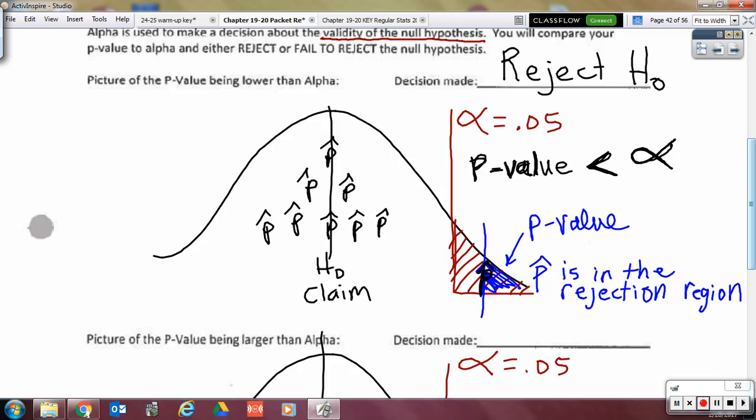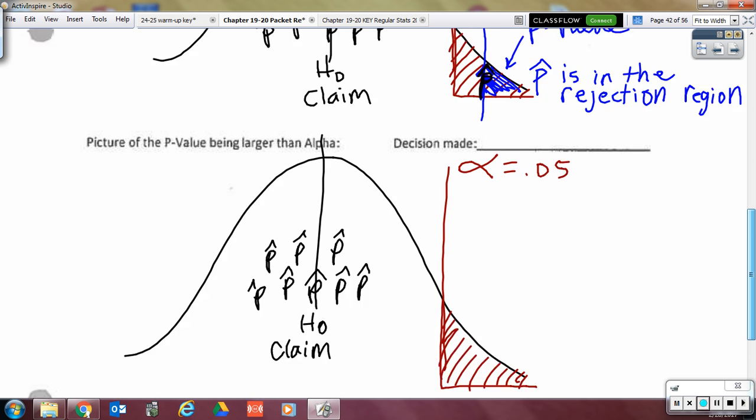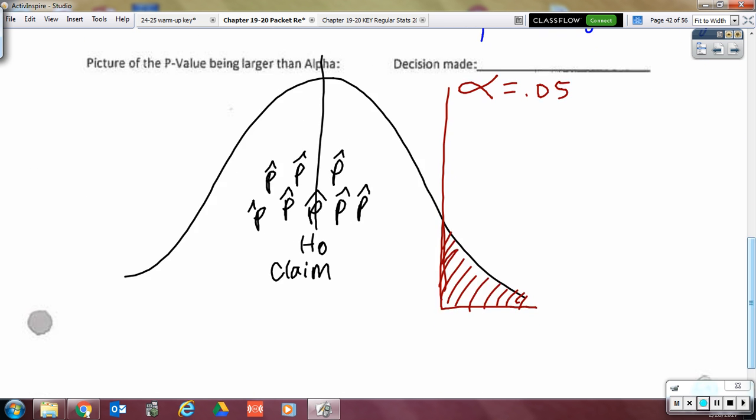So again, if the p-value is lower than alpha, you reject that H0. So if the p-value is low, reject that H0. All right, we'll go over that shortly. Let's draw our sample here.